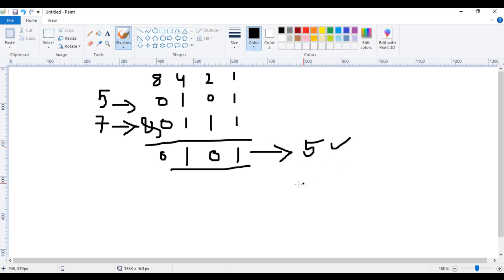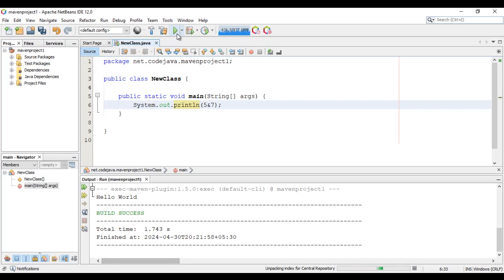Let's see whether we get 5 or not. I go here and run. You can see that we got the output 5 displayed. That is how bitwise AND operator works.